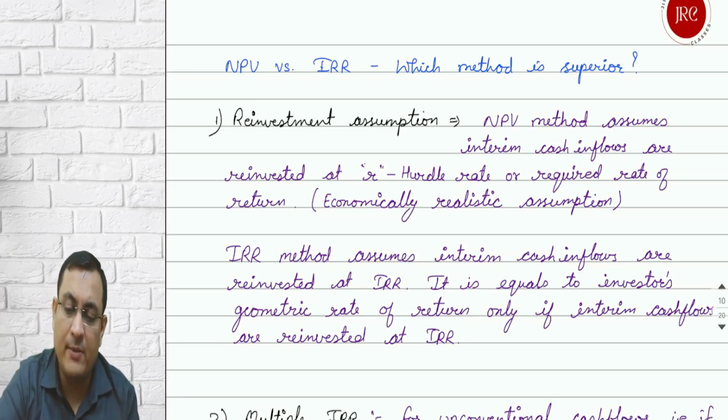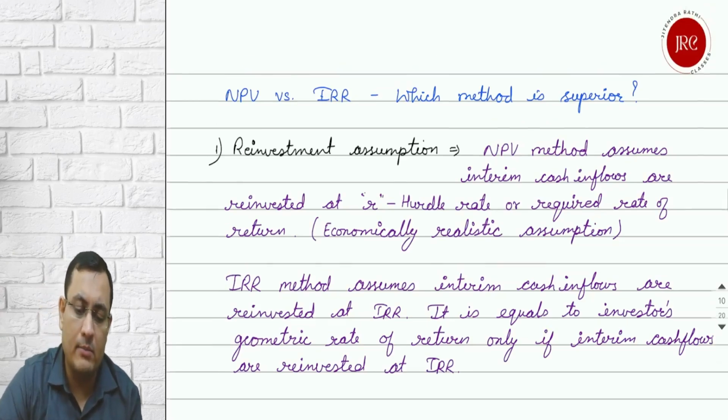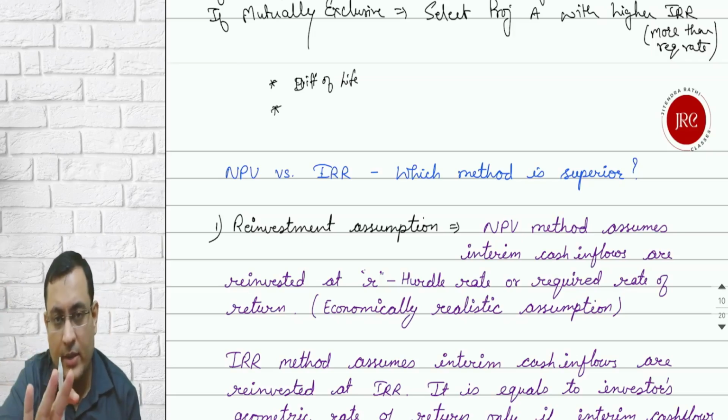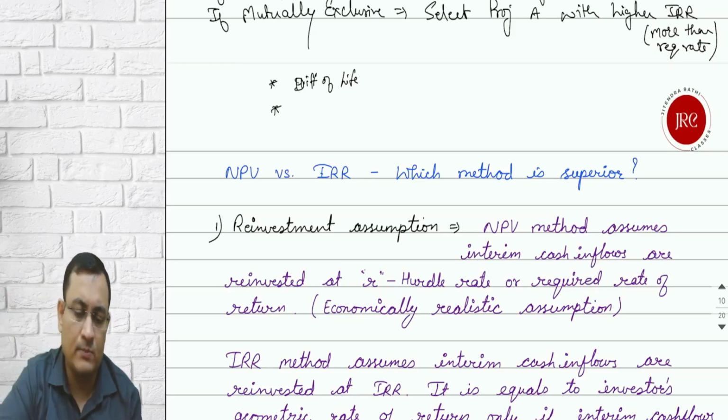These situations are not covered in our curriculum. In case of mutually exclusive projects, one situation is where there is a huge difference in the life of the projects. One is of 10 years, the second is of 50 years. Sometimes this difference will cause conflict, otherwise generally both will give the same selection decision.